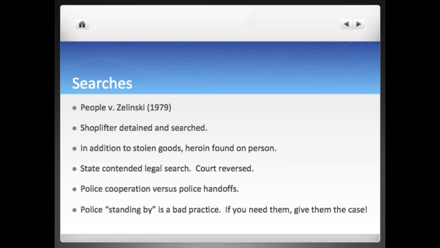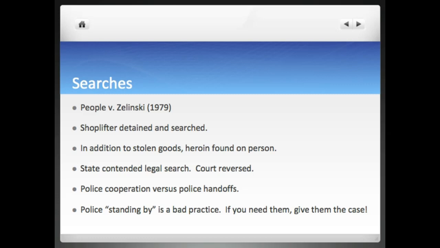So in regard to searches of persons and their effects, People v. Zelinsky, a 1979 case from California: Zelinsky was shopping in a store and was shoplifting. She took numerous clothing items. And when she was caught, the store security personnel asked her to empty her purse and personal effects, and found heroin on her person, and called the police and turned it over.